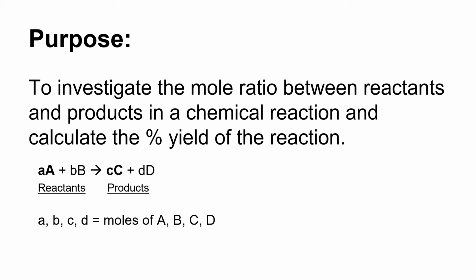So our goal is to figure out the ratio between the reactants and the products of our chemical reactions in this lab. For example, if we want to see the ratio between C and A, we will divide the lowercase c by the lowercase a, which corresponds to the moles of the product over the moles of the reactant that we want to look at.